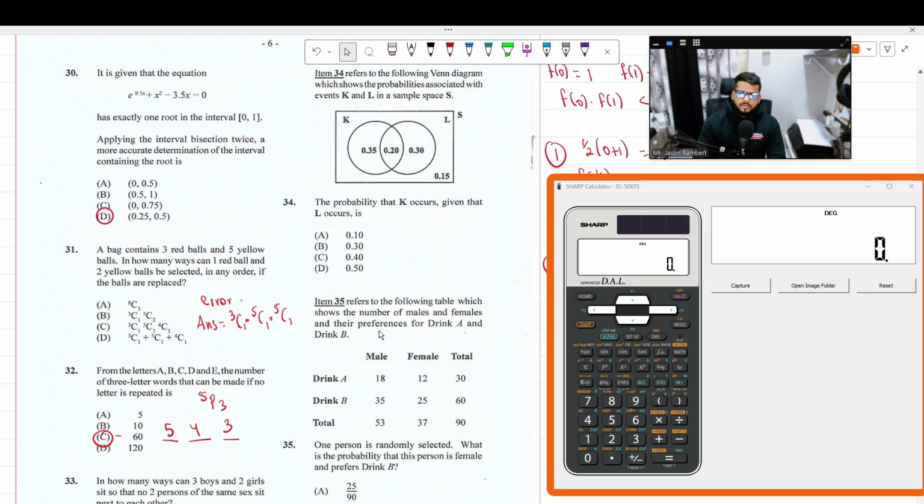There's a hard maths question. The probability that K occurs given L occurs is K intersect L over L, which is 0.2 over L, which is 0.3 plus 0.2, which is 0.5, and that is 2/5. 2/5 is 0.4. C is the answer.